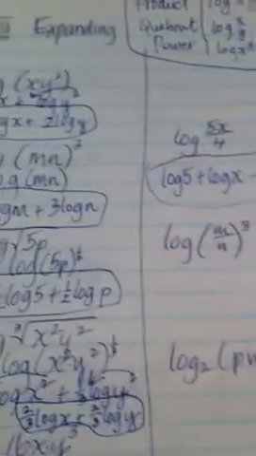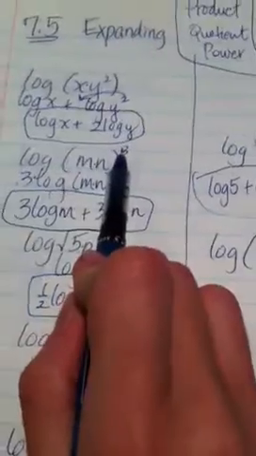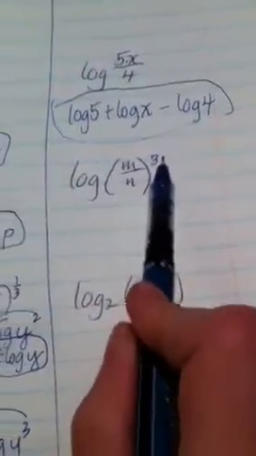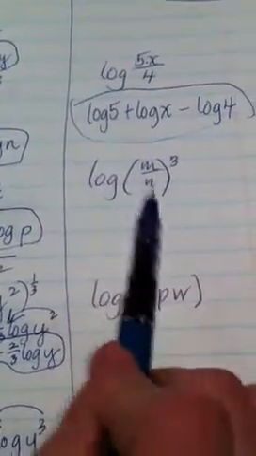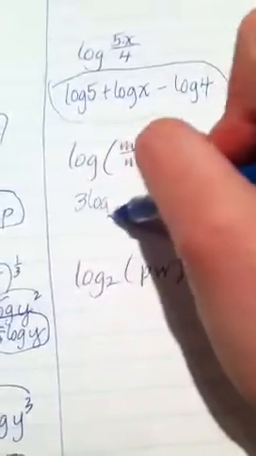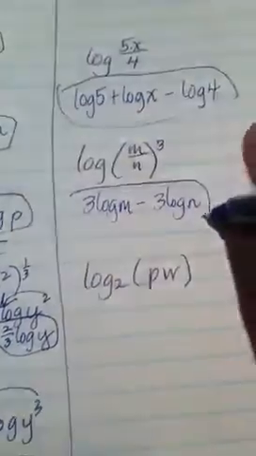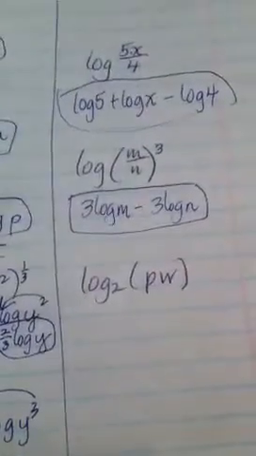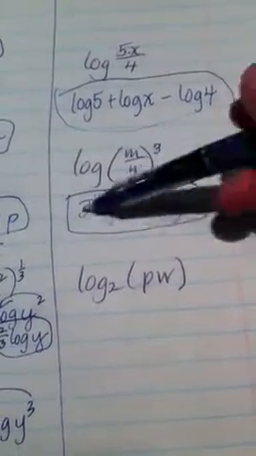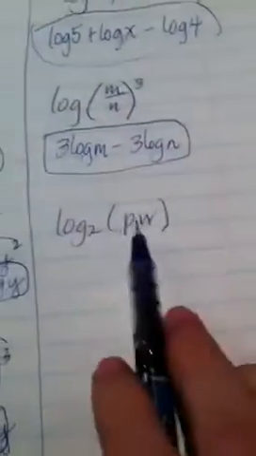This is very similar to this one here. This was m times n to the third, and this is our answer. This one is m divided by n to the third, so the only difference between this one and the other one is that there will be a minus sign in between. So I get 3 log m minus 3 log n. And it's only minus because of the division, but that 3 is still basically distributed, so you have to have it both places.